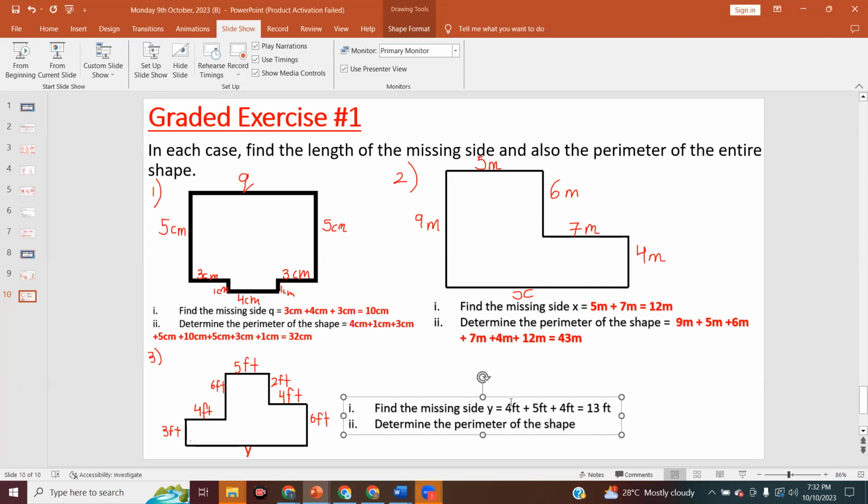Very good, 13 feet. How many persons got that? Let me know if you got 13 feet. I did. Very good. I didn't get that, Mr. Petit. Do that again for me. Look carefully.